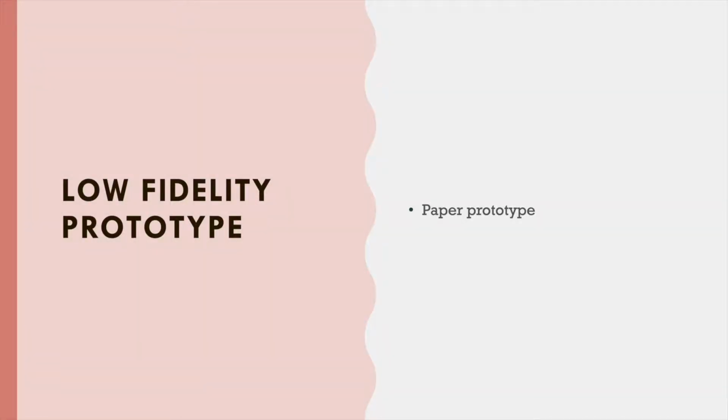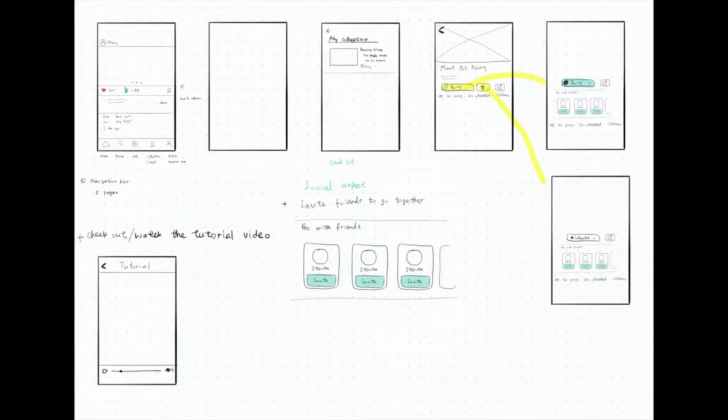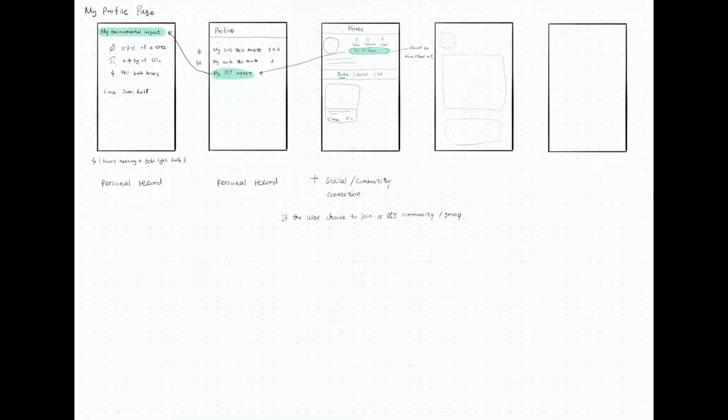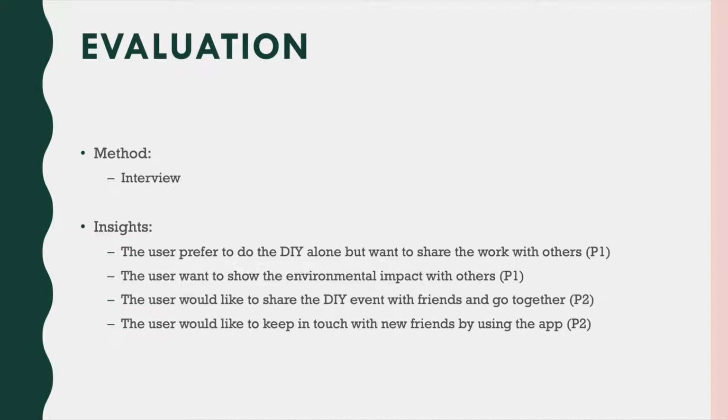The paper prototype has been created and given to the user for the evaluation session. Interview has been used as the main method for the evaluation session. Here are the insights I got from the users. Two participants were involved in the evaluation session. Based on their insights, a few changes are going to be made for the next iteration.